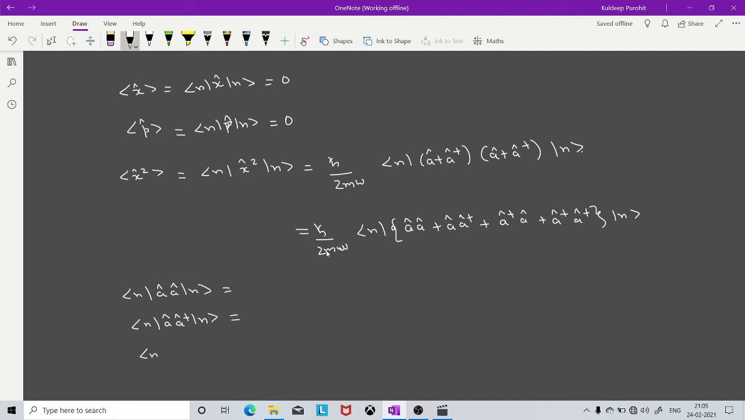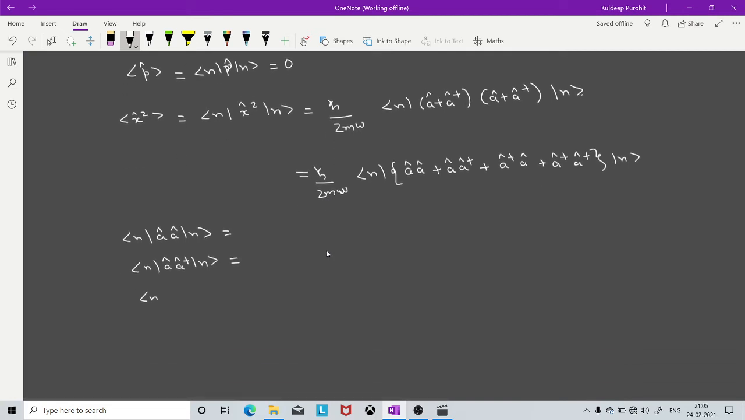Then n into a dagger, a into n, sorry, and n into a dagger into a dagger into n. Okay, now see this term. This will lower the state of n, so it will make it n minus 1, and again when this operates it will make it n minus 2, so n into n minus 2, this term is 0.